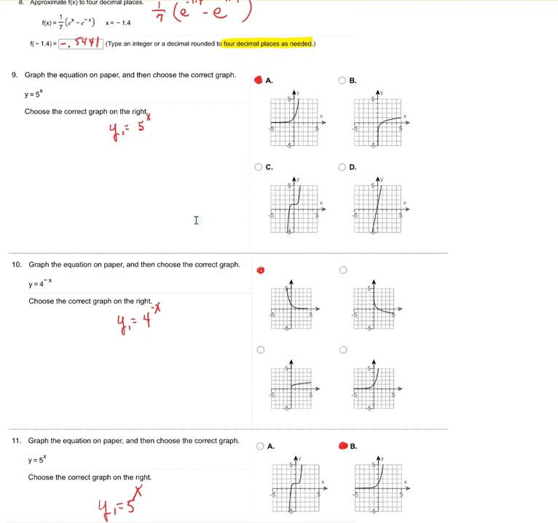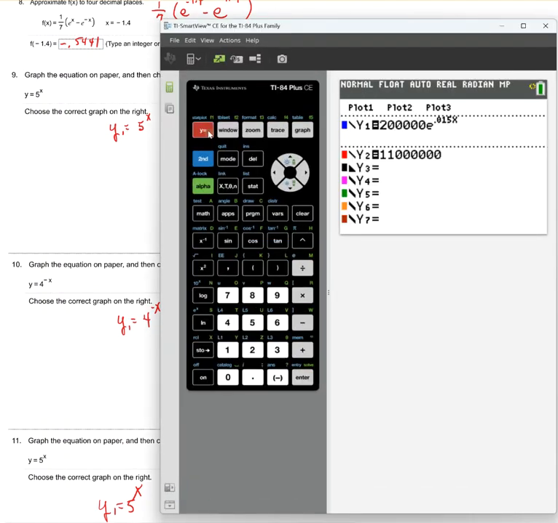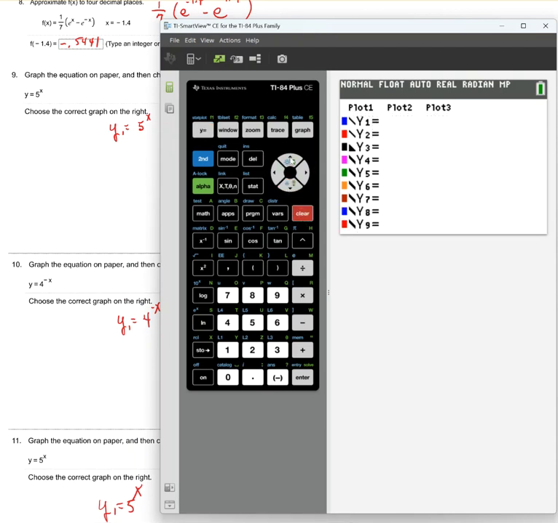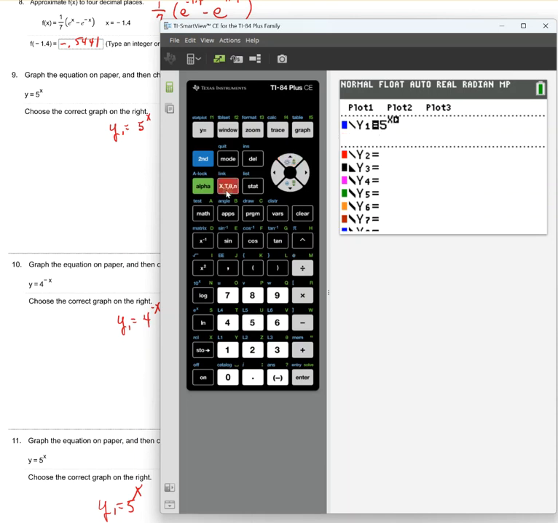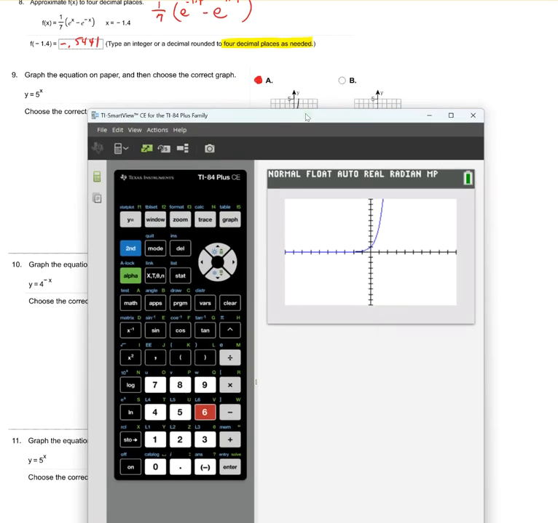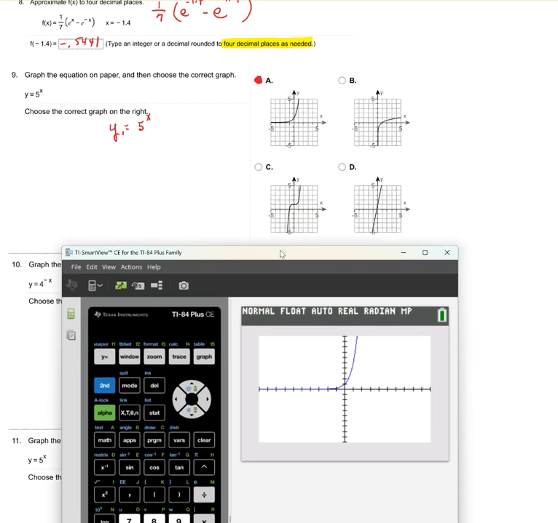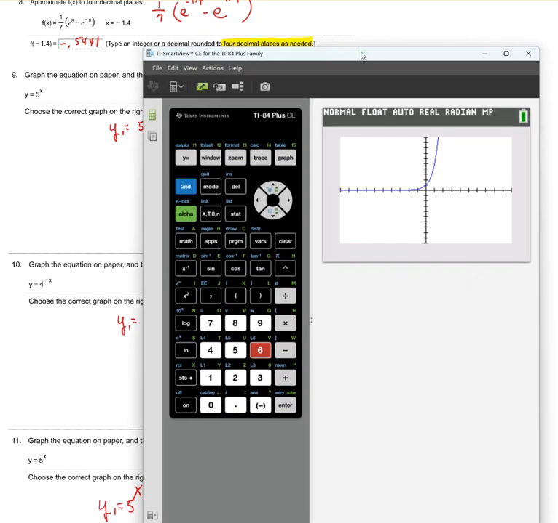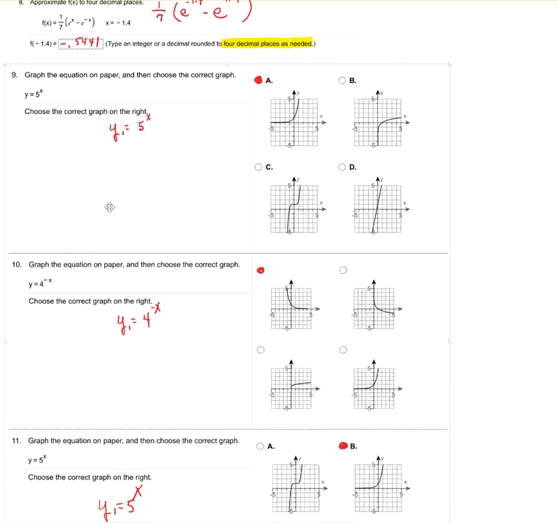Number 9, graph the equation on paper and then choose the correct graph. So you could do it on paper or you could do it on your calculator. Let's go here and go to y equals, clear, and clear, and go back up here. And this is 5 raised to the x. And we're going to do a zoom 6. See if we get it. Okay. And that's a. So you could throw it in your calculator and get it pretty easily.